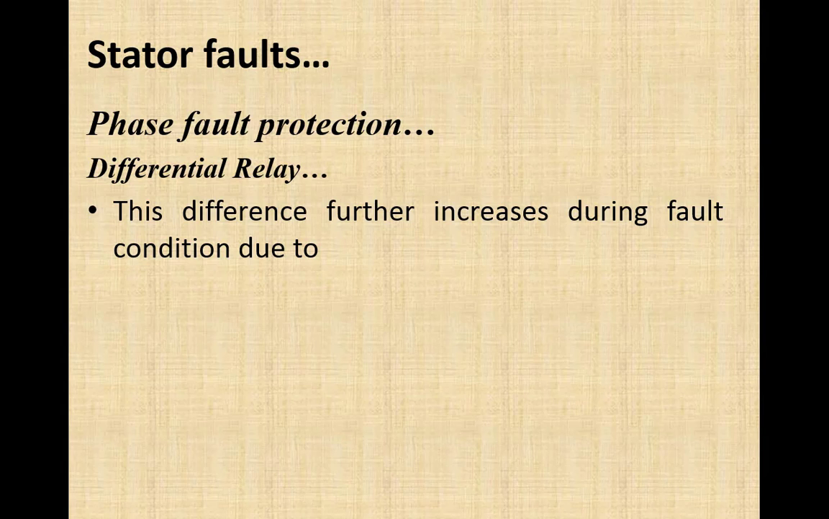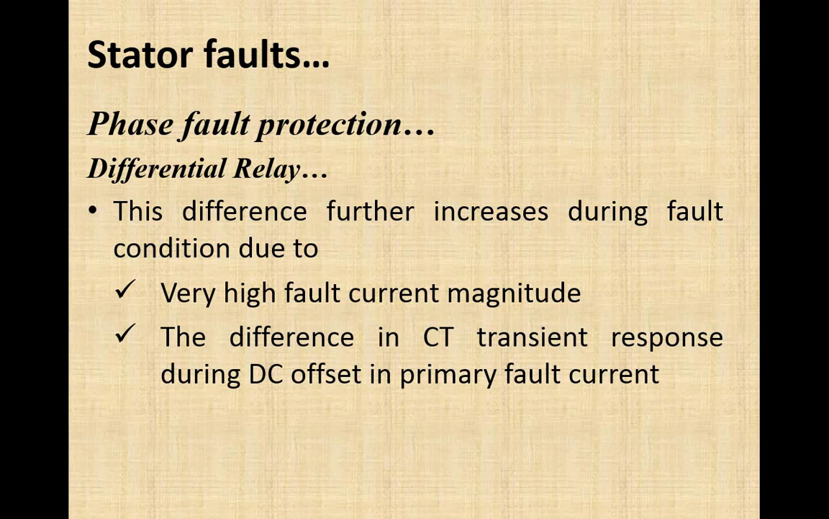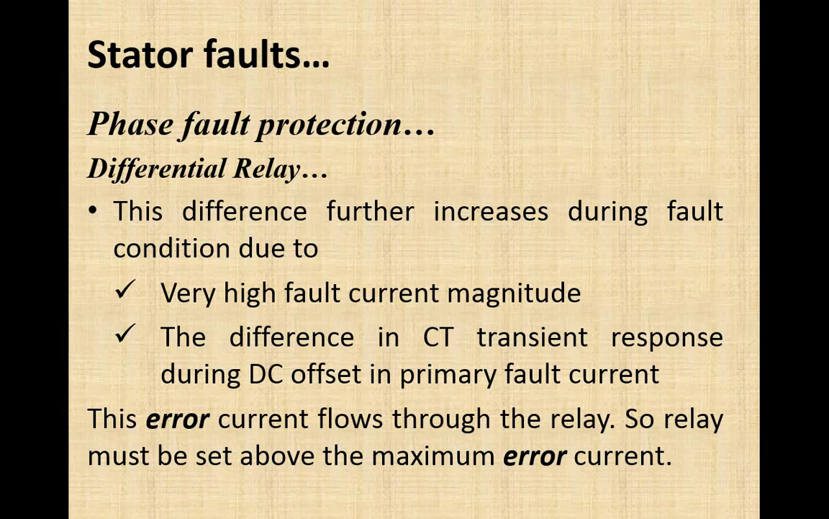And what is the reason why this difference will further increase? Very high fault current magnitude may cause error in the CT secondary current, a difference in CT transient response. The DC component in the current may result in a transient in the CT, and the CT may move into a saturation region, and due to this reason we may have different transient response of the two side CTs. So this error current flows through the relay, so the relay must be set above the maximum error current.